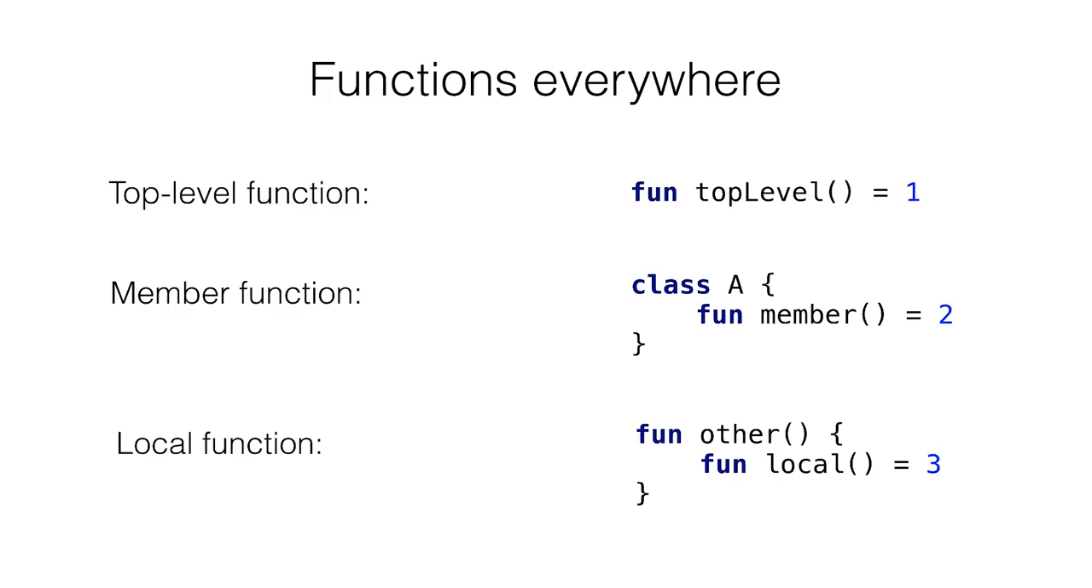In Kotlin, you can define functions everywhere. You saw that you can define a function at the top level or make it a member of a class. You can even define a function inside another function. Then it's called a local function. Sometimes it's really convenient.